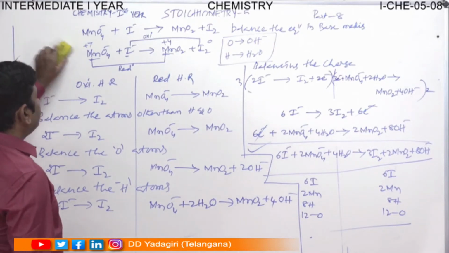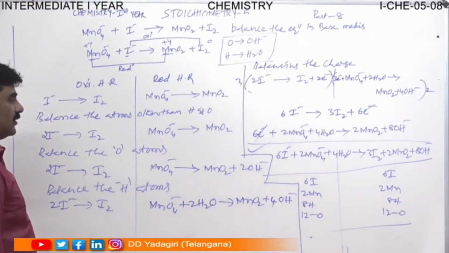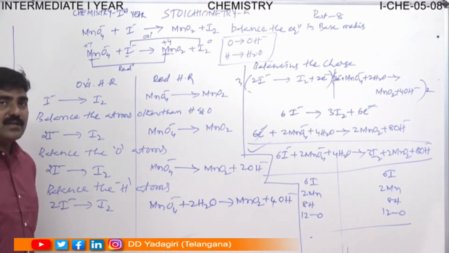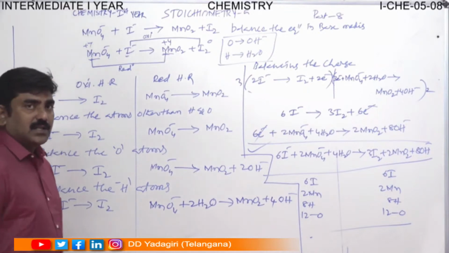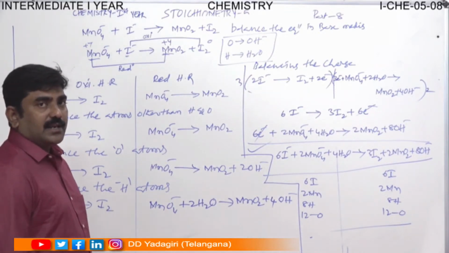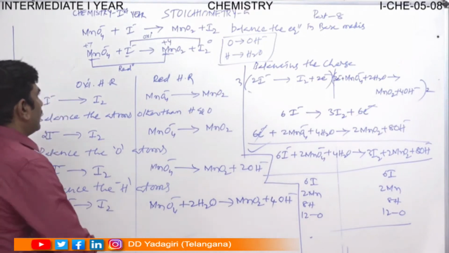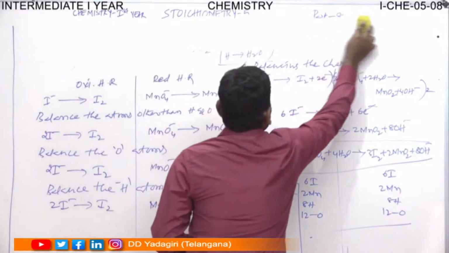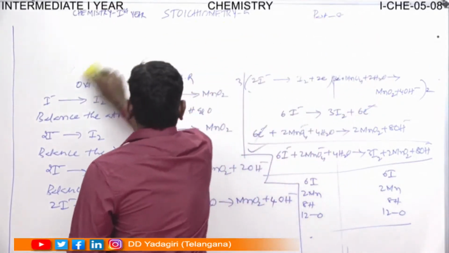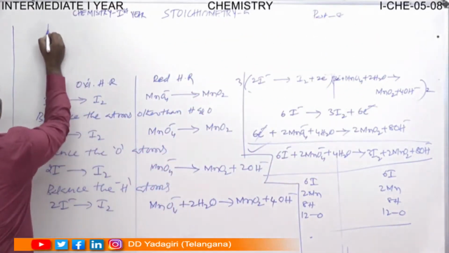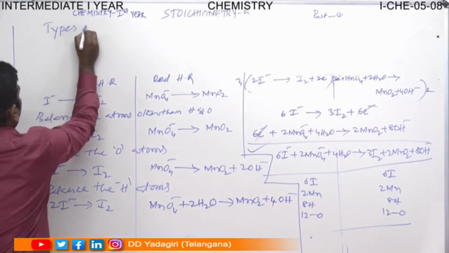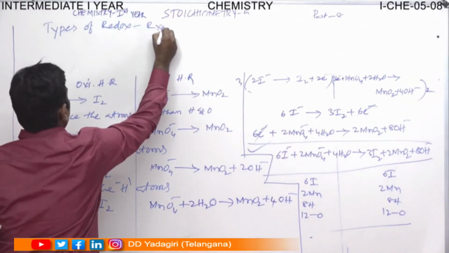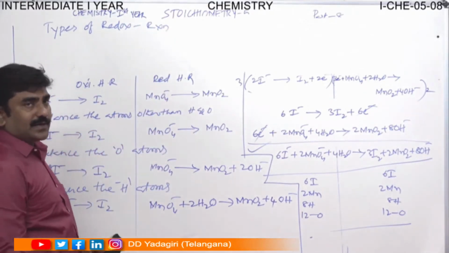Next topic. What's the next topic? Types of redox reactions, or redox equations. Redox reactions can be classified into these types. So let us see types of redox equations. Types of redox reaction.